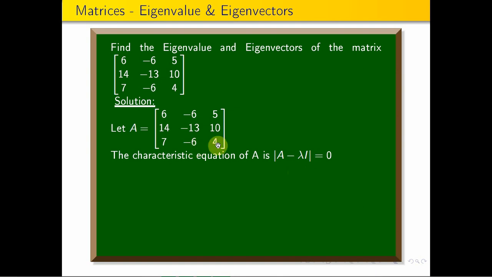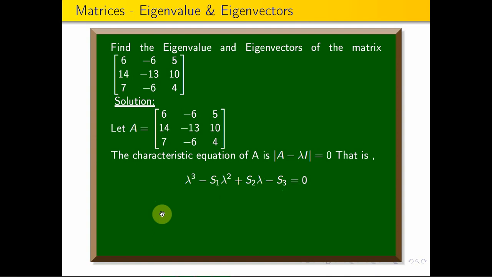What we get is the determinant of A minus lambda I, that is 6 minus lambda, minus 6, 5, 14, minus 13 minus lambda, 10, 7, minus 6, 4 minus lambda. We have to find the determinant of this. When we expand this determinant, we get a cubic equation in lambda. So I can write lambda cube minus S1 lambda square plus S2 lambda minus S3 equal to 0. Here we have to find S1, S2, S3.